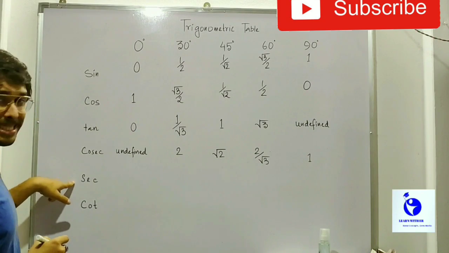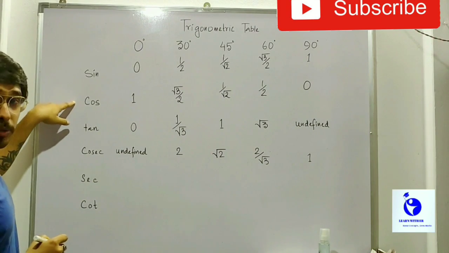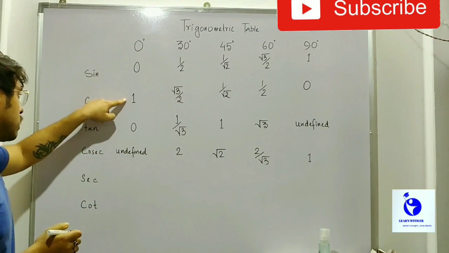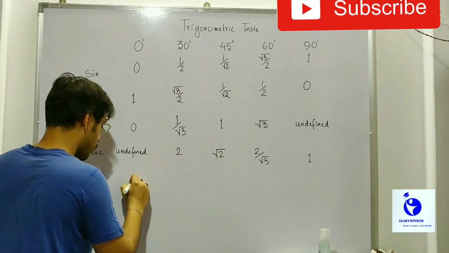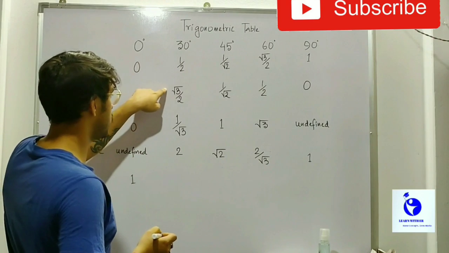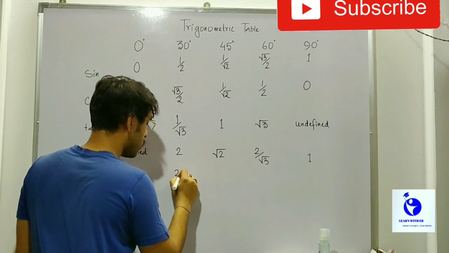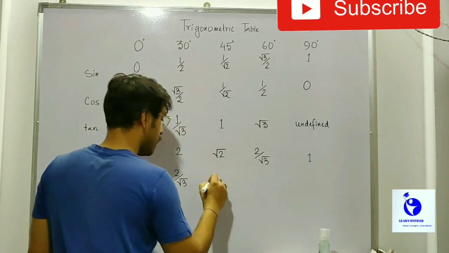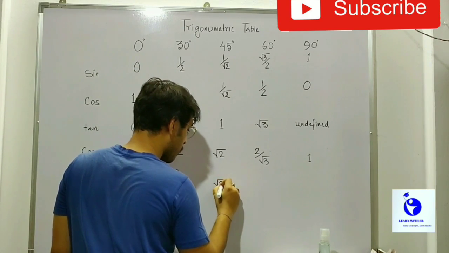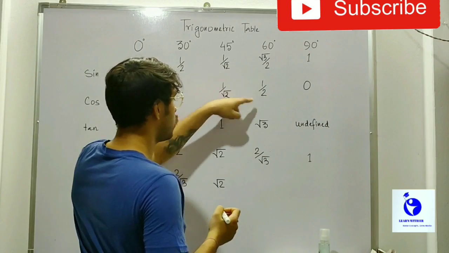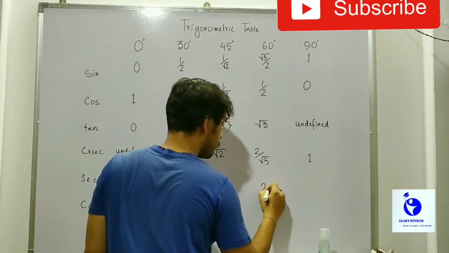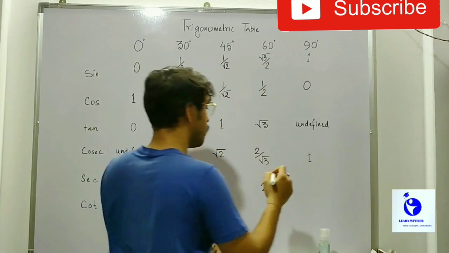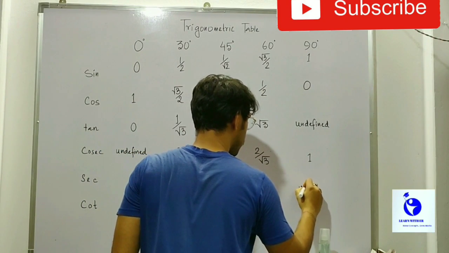Then we have sec, which is the reciprocal of cos. So whatever the values are, we will just have to reciprocate the value. So here cos is 1, so sec will also be 1. Here it is root 3 by 2, so it will be 2 by root 3. Here it is 1 by root 2, so it will be again root 2. Here it is 1 by 2, so it will be 2. Here it is 0, that means 0 by 1, so it will be undefined, which is 1 by 0.